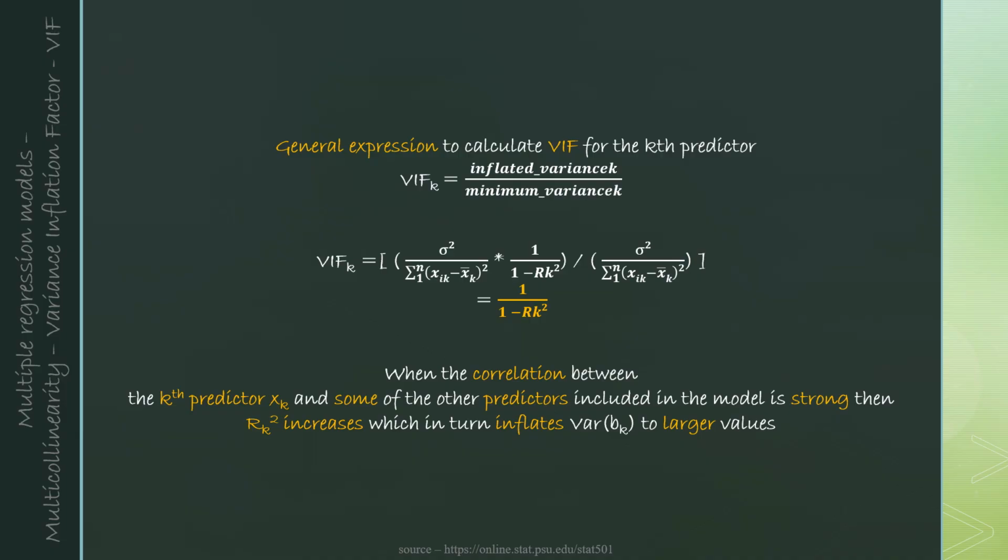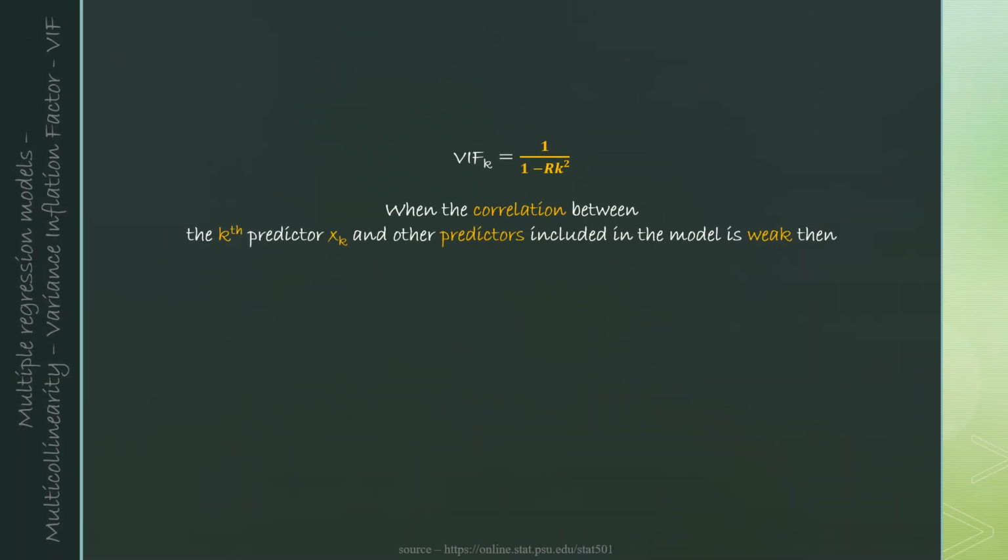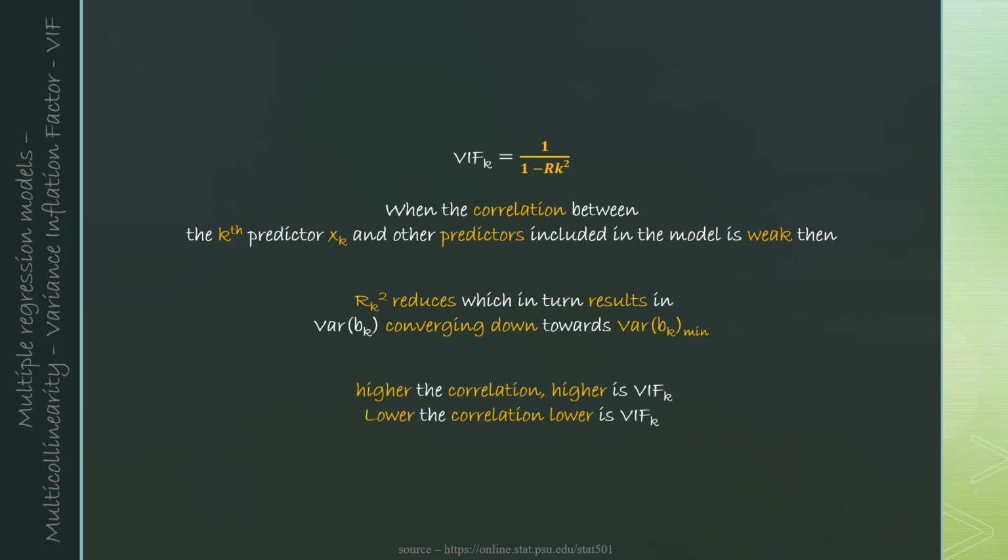When the correlation between the kth predictor xk and some of the other predictors included in the model is strong, then rk square increases, which in turn inflates the variance of bk to larger values. When the correlation between the kth predictor xk and other predictors included in the model is weak, then rk square reduces, which in turn results in the variance of bk converging down towards its minimum. Therefore, higher the correlation, higher is VIF k, and lower the correlation, lower is VIF k.